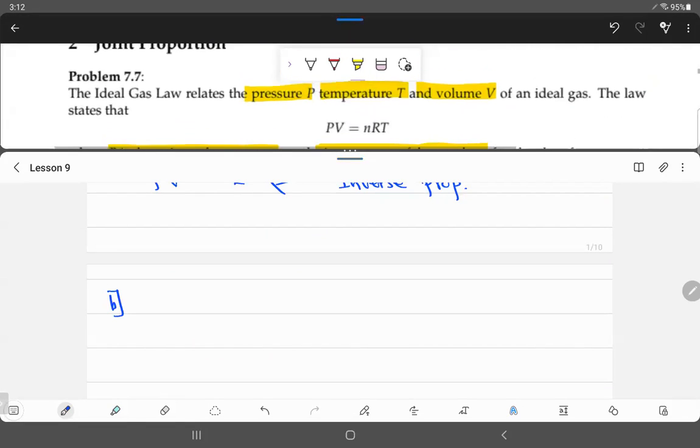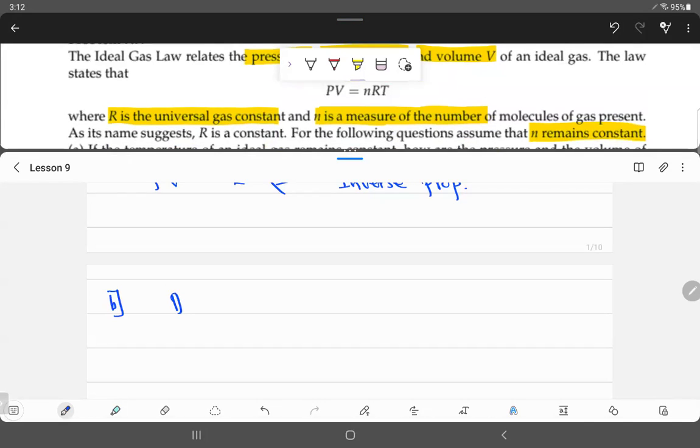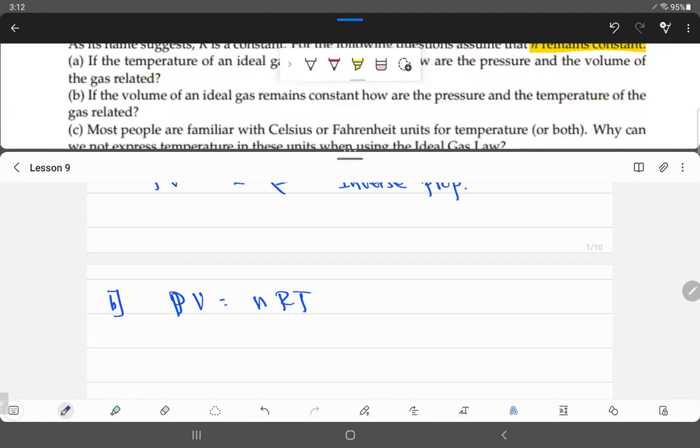Let me copy again the relation. You have PV equals nRT. For B, it says if the volume remains constant, we need to investigate the relation between what? The pressure and the temperature. So again, the best way to discover the relation is to write the constant on one side and everything else on the other side.